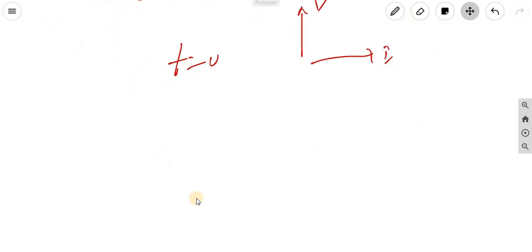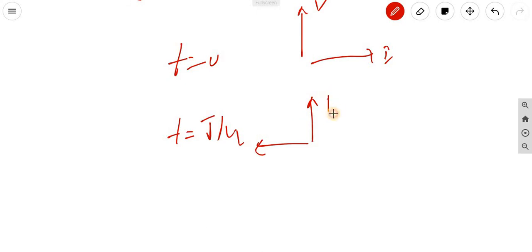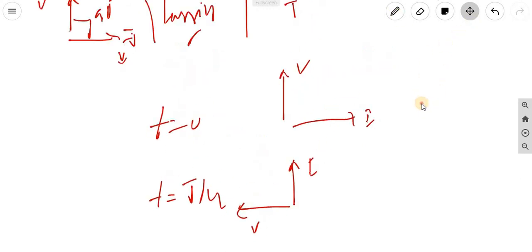Okay, for t equal to T by 4, the current and the voltage are rotating in this direction, but there is always a displacement of 90 degrees between them.